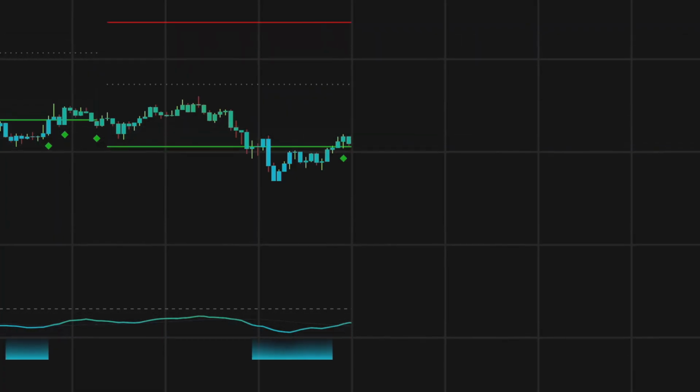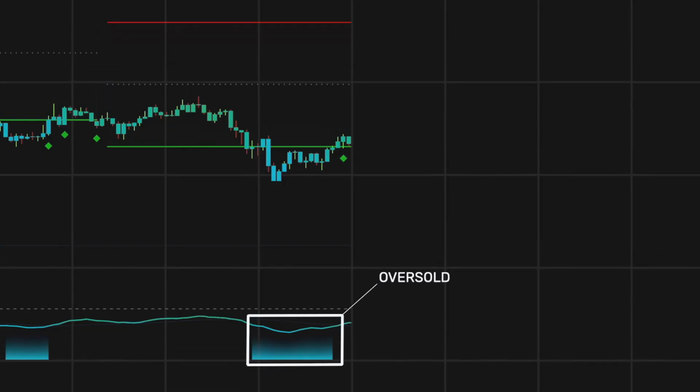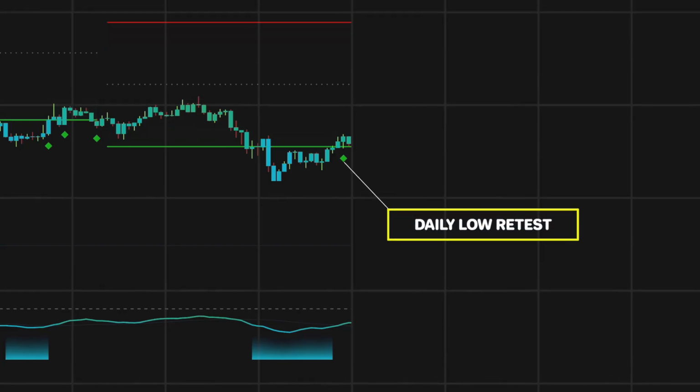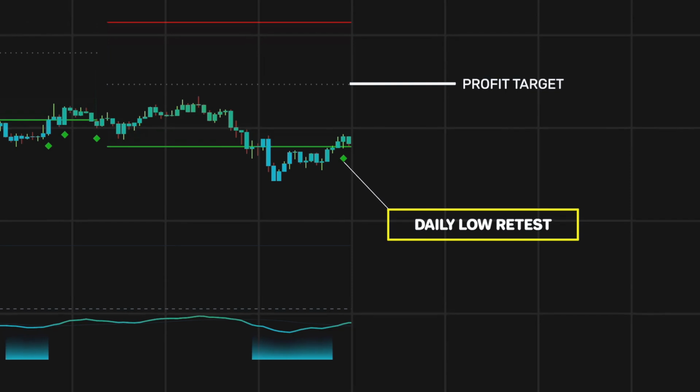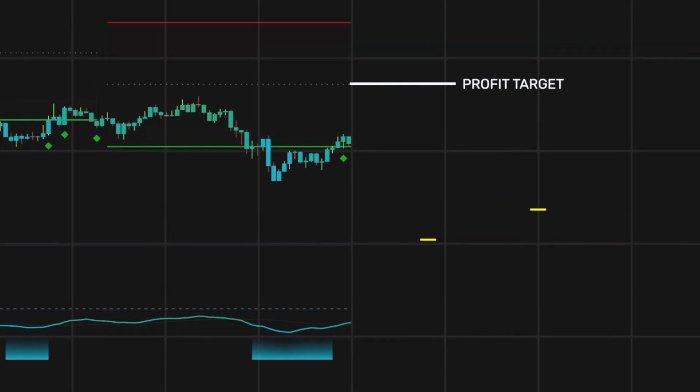Let's start with an example of a long trade. The rules are simple. First, the price ratio indicator must become oversold. Second, the high and low indicator must produce a buy signal near support. The signal must occur not during, but after an oversold market condition. Set the profit target at the midpoint.